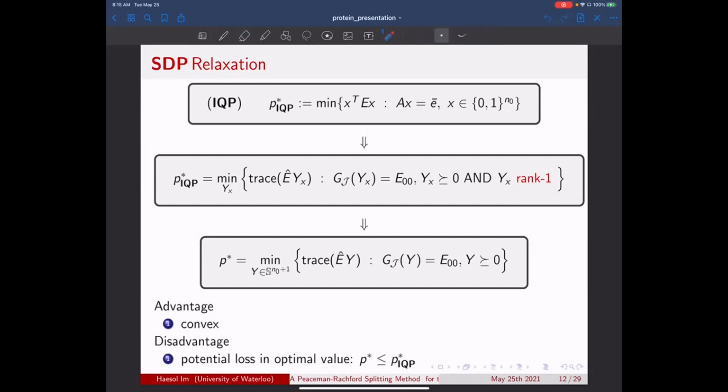The advantage we get from doing this relaxation is obviously convexity. However, there is a price to pay, which is a potential loss in the optimal value. Since we relaxed the problem, we know the optimal value of the relaxation might not be the same as the optimal value of the problem that we first started with.